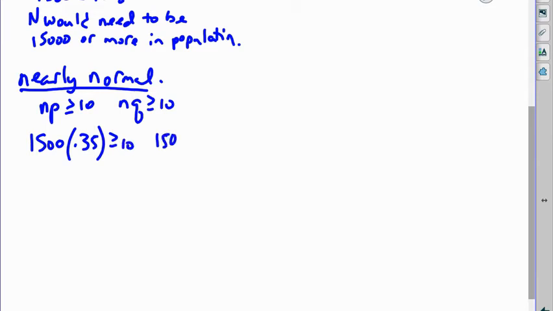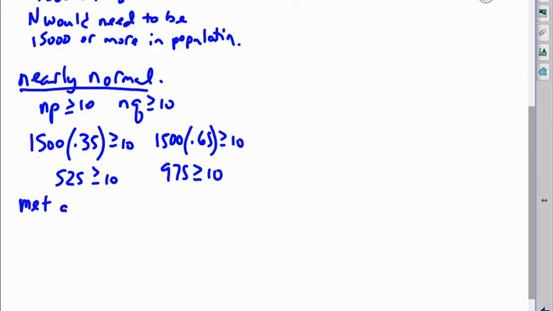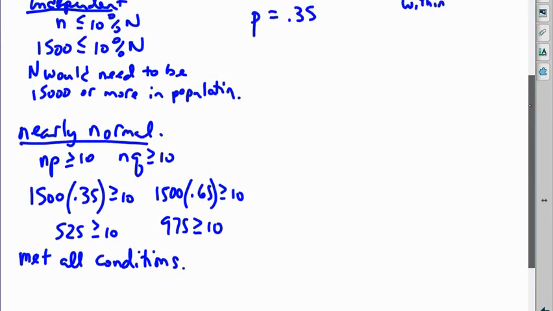And if the 0.35 is working, then the 0.65 will be definitely working. But I guess I get in the habit of writing both of them. So that means I have met all conditions. So to use these formulas, so let's go up. That means I've met the conditions.